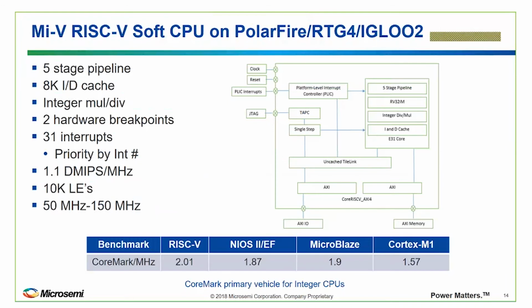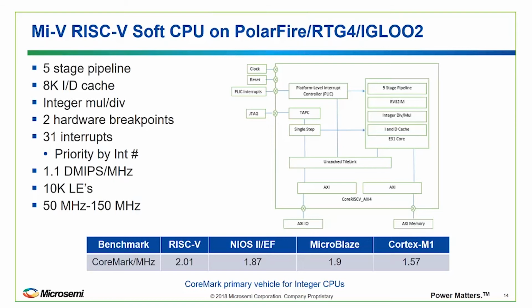This shows you a little bit more details of our My5 RISC-V offerings. The My5 RISC-V cores have a 5-stage pipeline. I mentioned the 8 KB instruction and data cache with the integer multiply and divide. They have 2 hardware breakpoints, 31 interrupts, with the priority set by the interrupt number, and roughly 10,000 logic elements without the floating point unit, and run in the range between 50 megahertz and 150 megahertz, depending on the peripherals and other things that are in your system.